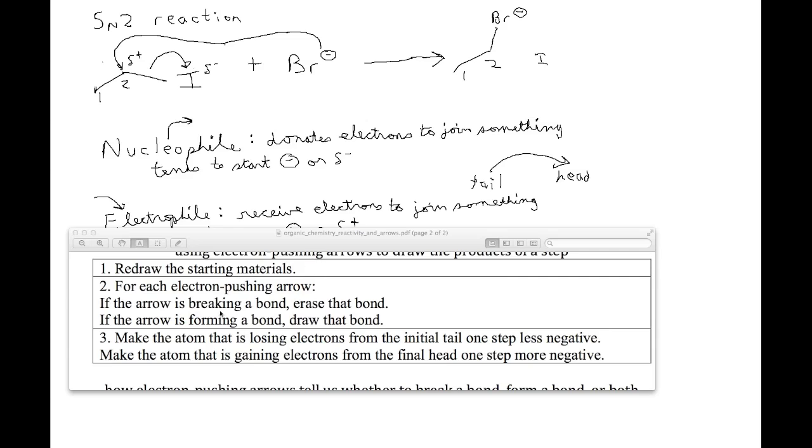So in this problem, which atom was at the initial tail? The bromine. So what should be its new charge? It should be neutral, because it started negative, and we're going to make it one step less negative. And which is the atom that's at the final head? The iodine. That's right. And what should its new charge be? Negative, because it's going to become one step more negative. That should be obvious from the arrows, because it's receiving electrons. It started with a neutral formal charge, and it received electrons.